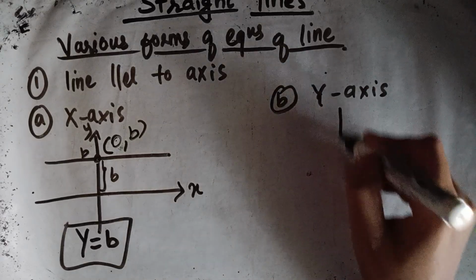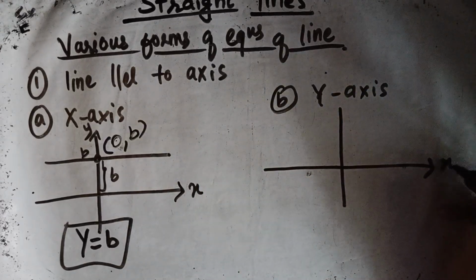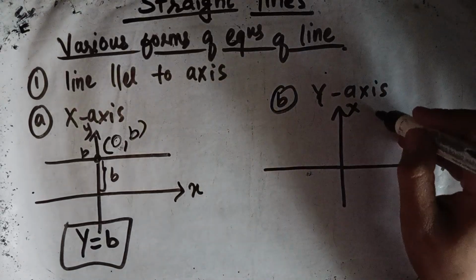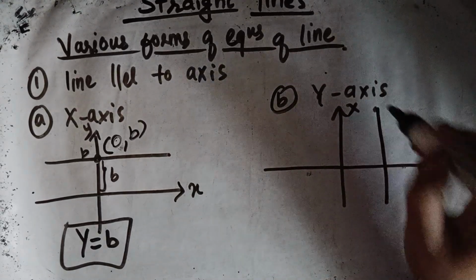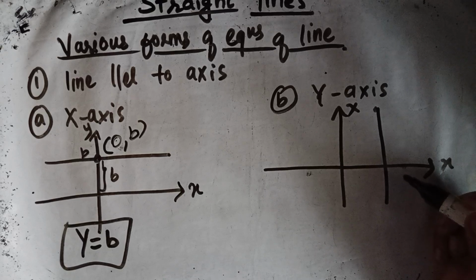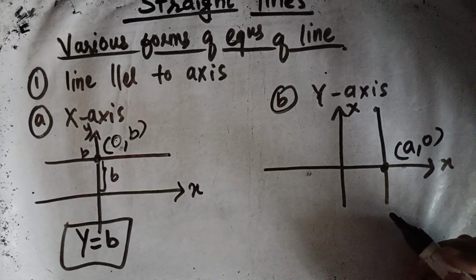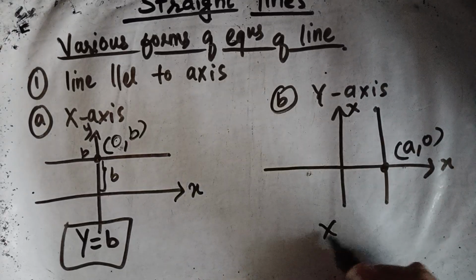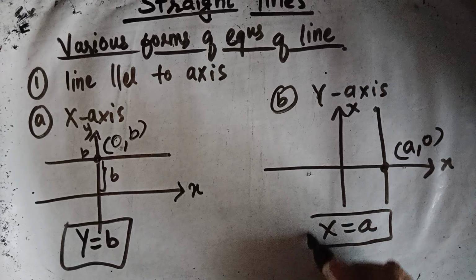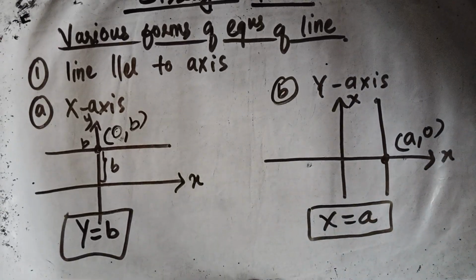Now if you have the line parallel to the y-axis, then this point is a comma 0. So x equal to a is the equation of the line which is parallel to the y-axis. So they are also called horizontal and vertical lines.